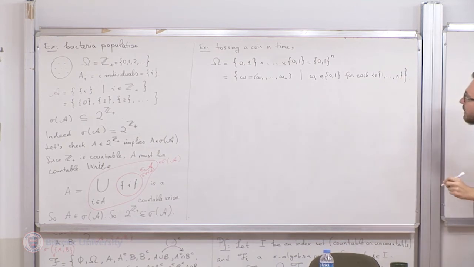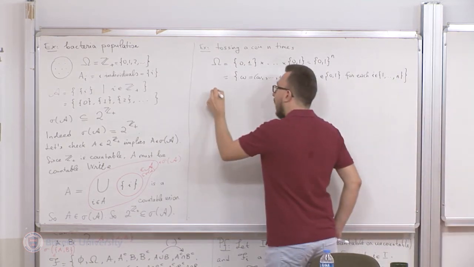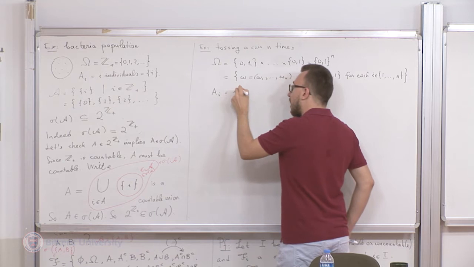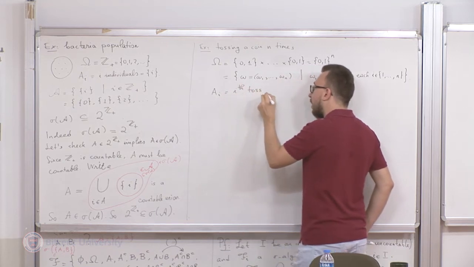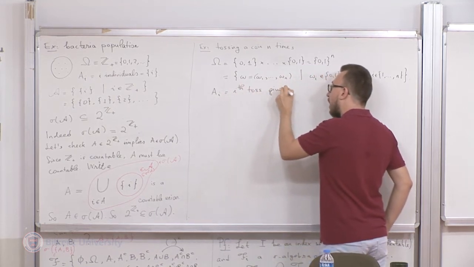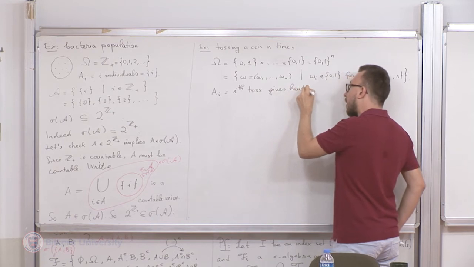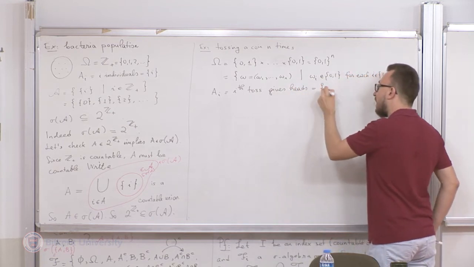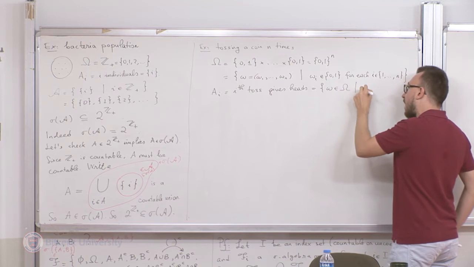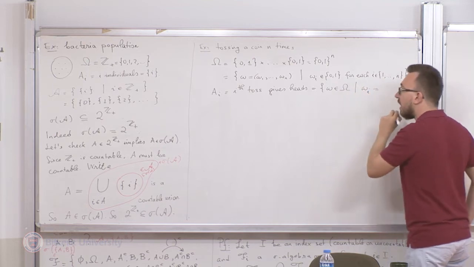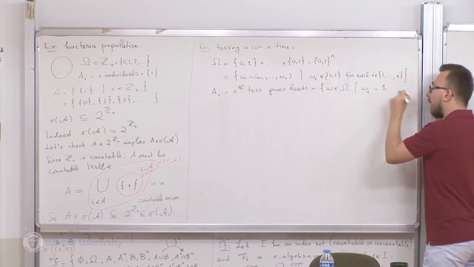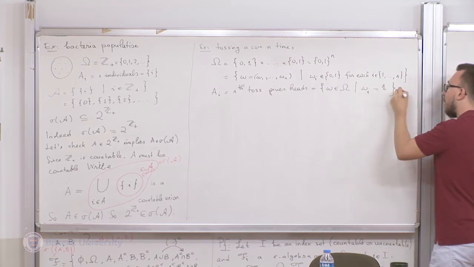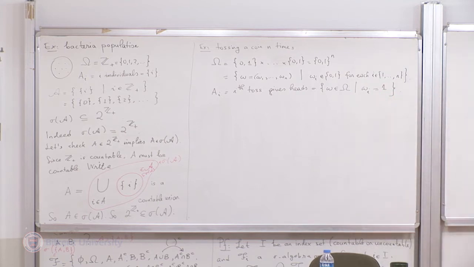Now, let's create some events. A_i is the event that the ith toss gives heads. So it is the event that we have omega_i is 1. So it's the set of n-tuples whose ith component is 1.